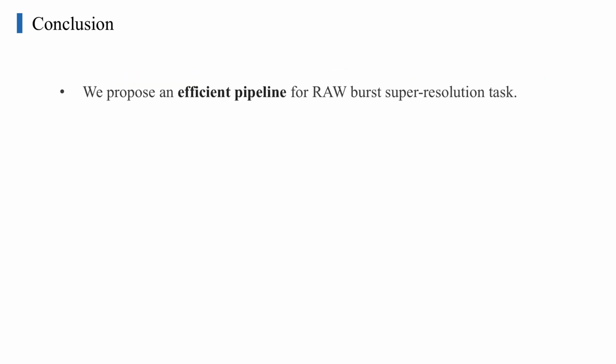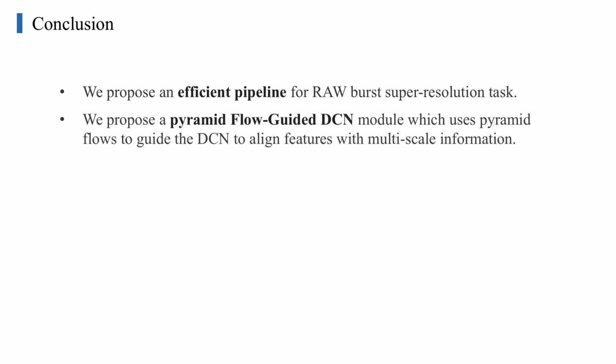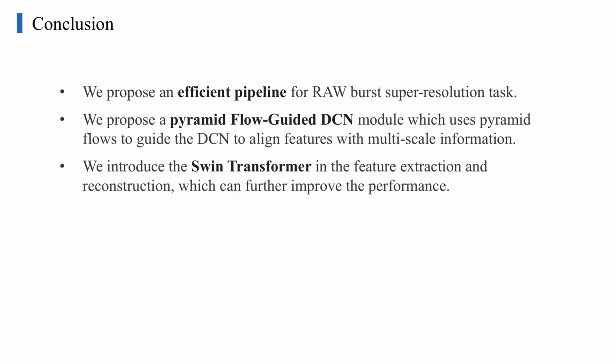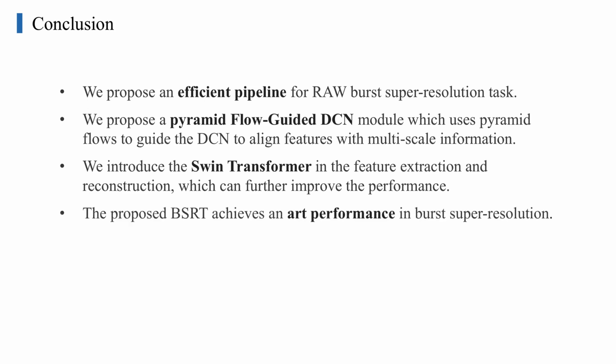In conclusion, we propose an efficient pipeline for the raw burst super resolution task. We propose a pyramid flow-guided DCN module which uses pyramid flows to guide the DCN to align features with multi-scale information. We introduce the Swin transformer in the feature extraction and reconstruction, which can further improve the performance. The proposed BSRT achieves state-of-the-art performance in burst super resolution.